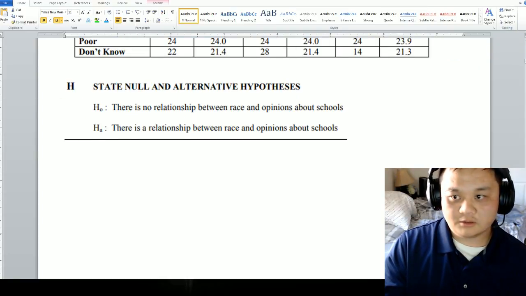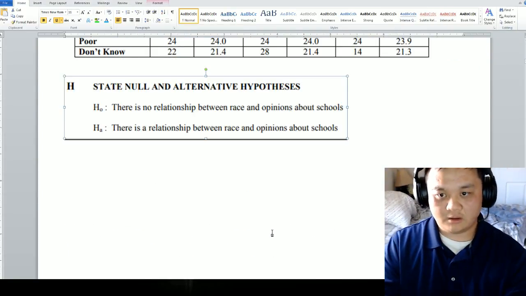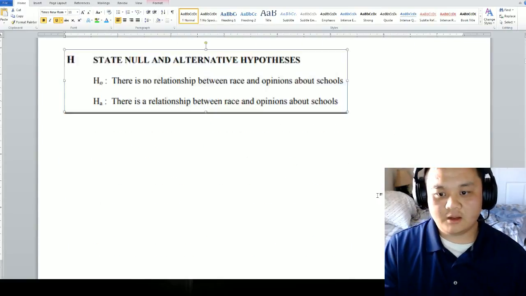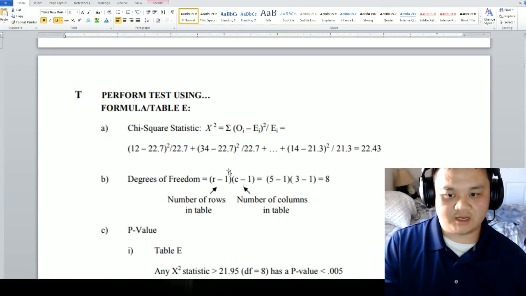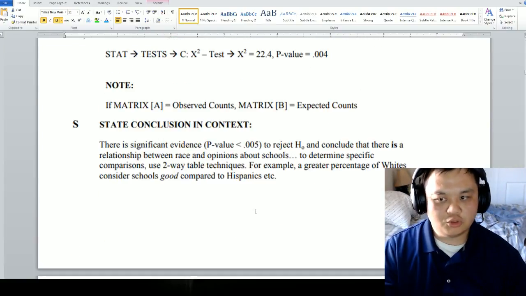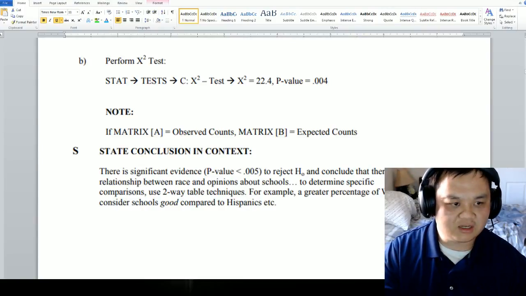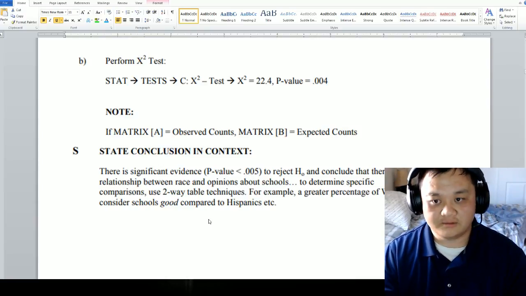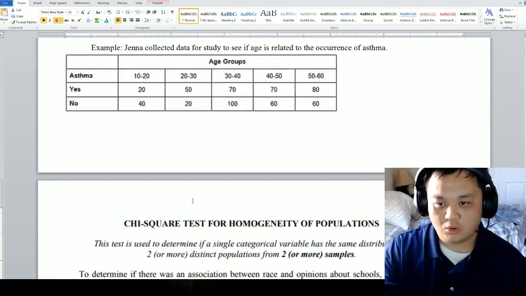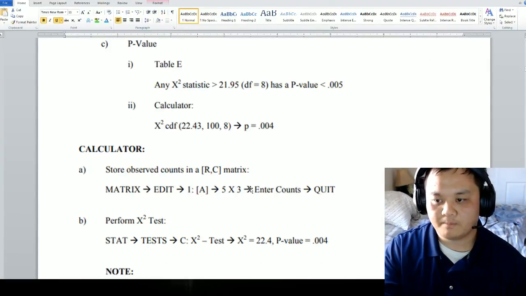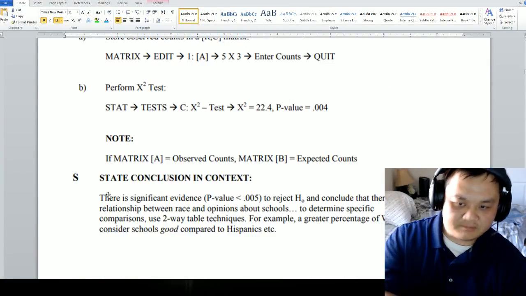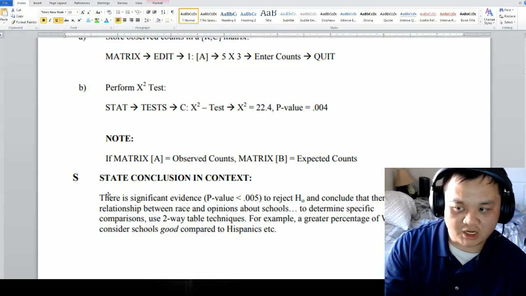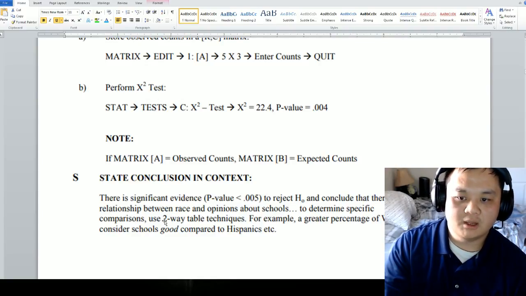Are you good with the question here? Here you can check out how they run the chi-square. The degrees of freedom is exactly the same. Let's just look at the statement of the conclusion, maybe this is going to give you a better understanding of it being homogeneous. Here it says there is significant evidence to reject H naught and conclude that there is a relationship between race and opinions about school.